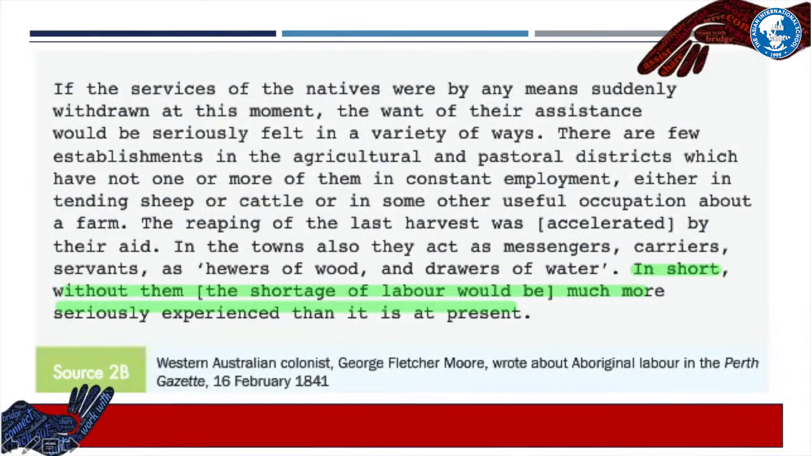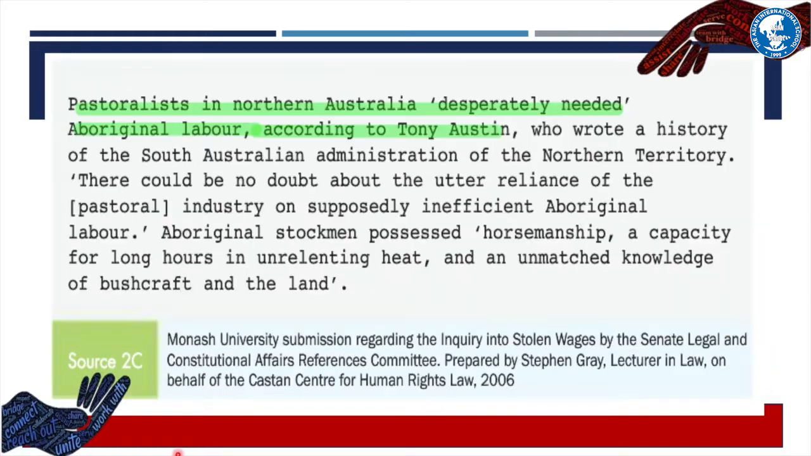Okay, so now let's have the source from your book. Western Australian colonist George Fletcher Moore wrote about Aboriginal labor. You can pause this video to read it for yourself. So now, what can you learn about Aboriginal labor from this source? Well, George Fletcher Moore emphasized the importance of Aboriginal labor, that without them, they would experience a very serious shortage of labor.